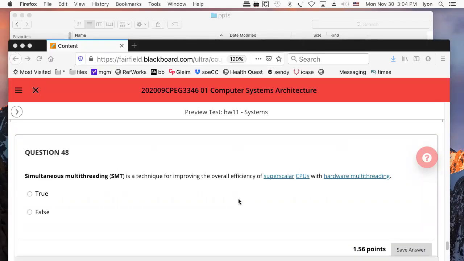Here's the simultaneous multi-threading, a technique for improving overall efficiency of superscalar CPUs with hardware multi-threading. Okay, what's a superscalar CPU? You guys should know this by now.